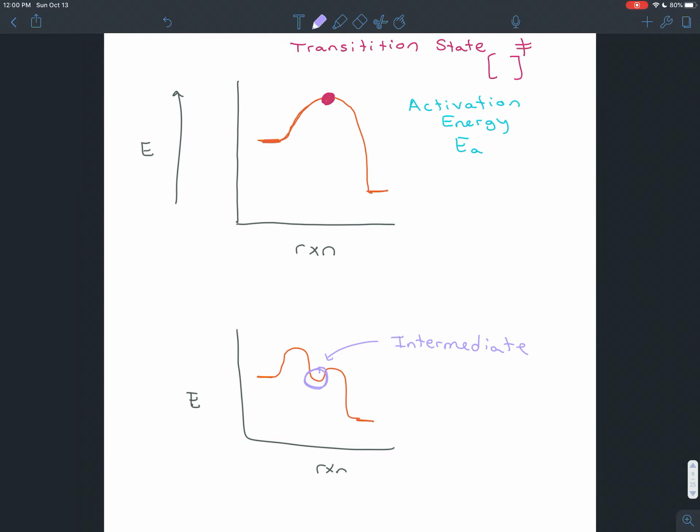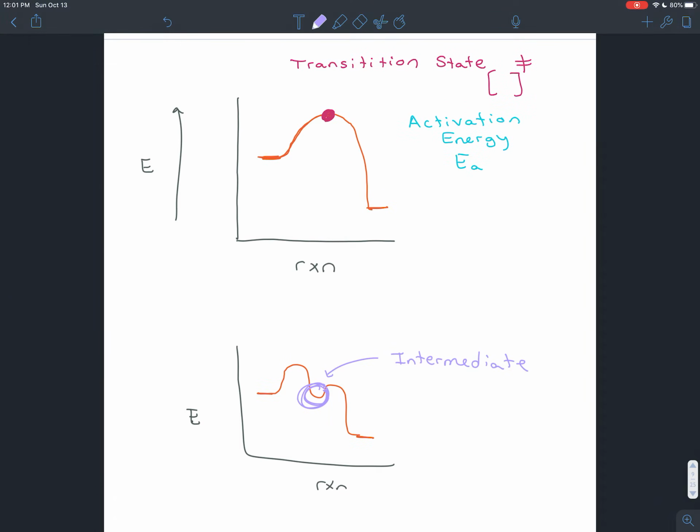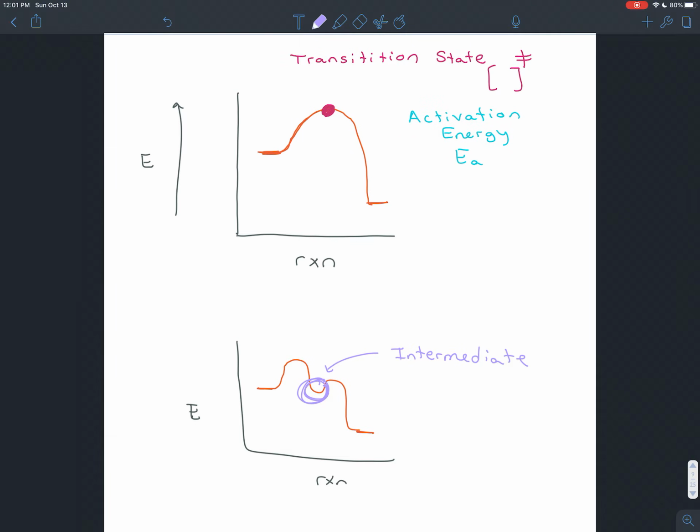On the other hand, imagine jumping up onto a chair, standing there for just a couple seconds, you're not going to spend the day on the chair, and then jumping back down. Existing on that chair is like an intermediate. It does exist for a little bit of time, but not for very long. So that's just maybe a little clarification on the difference between the transition state and the intermediate.